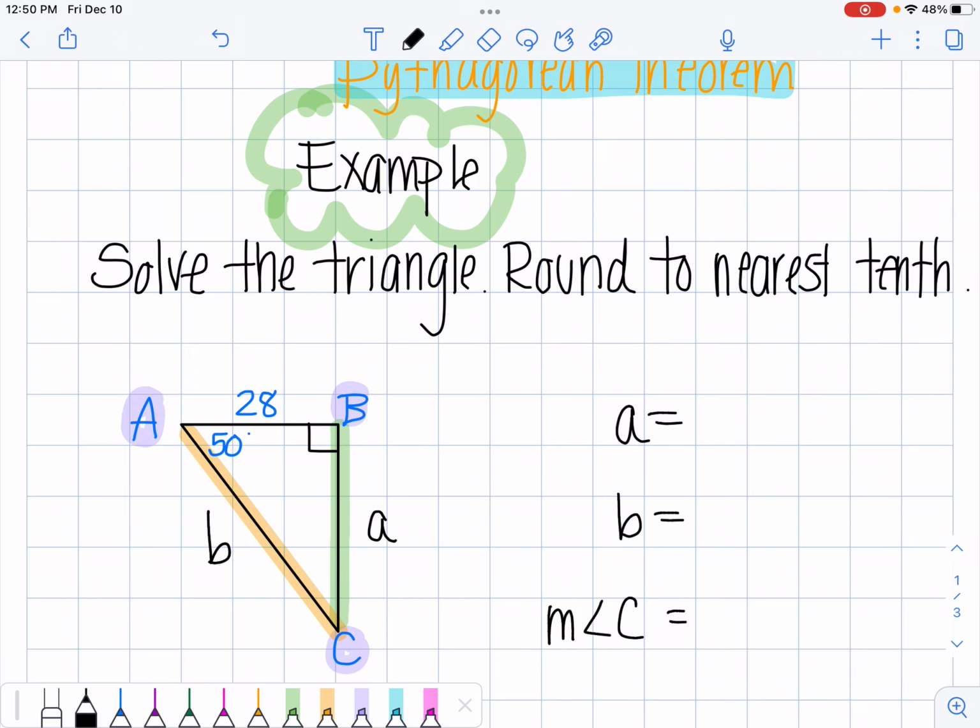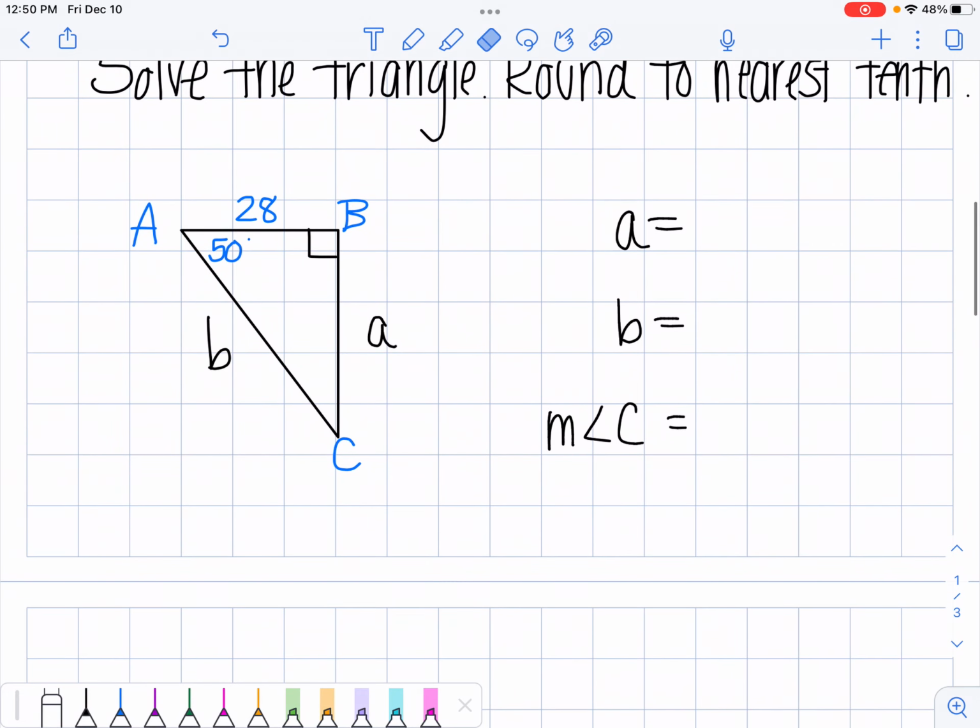Okay, so I'm going to get rid of these highlighting marks. And, whoops, I didn't want to get rid of the C, just the marks. Okay, so first thing I'm going to find, we'll start at the top, is little a.